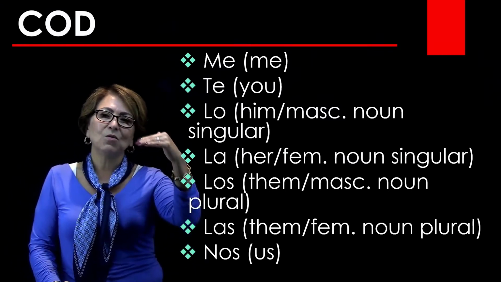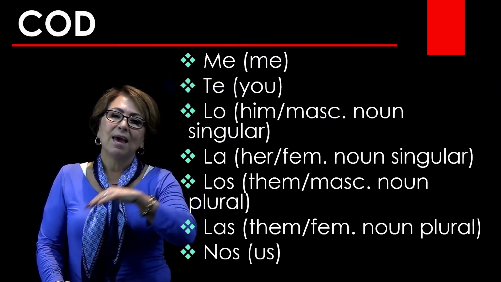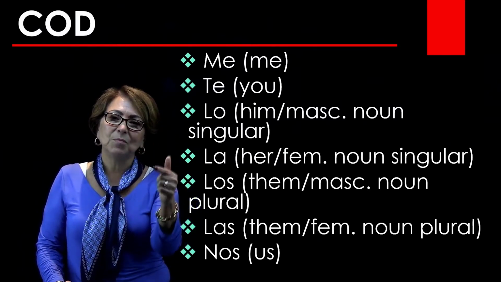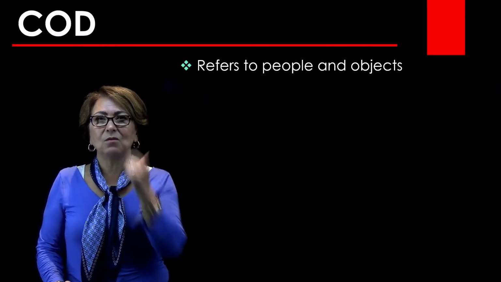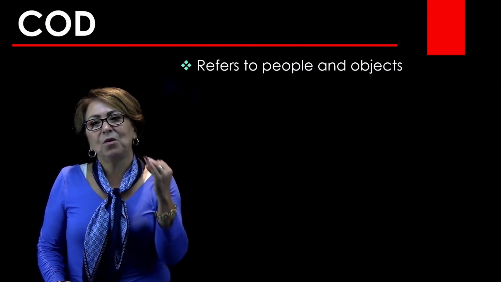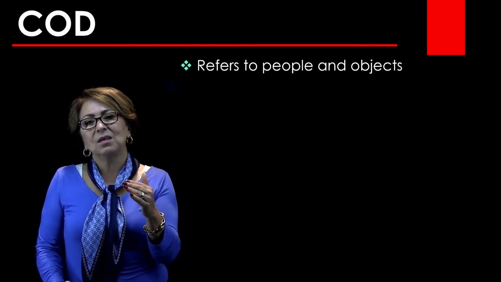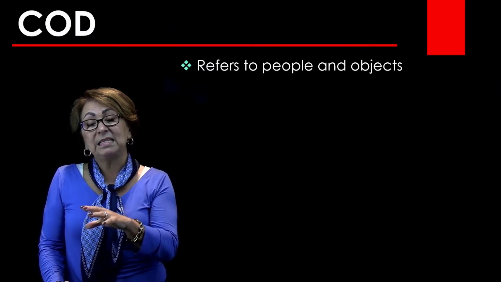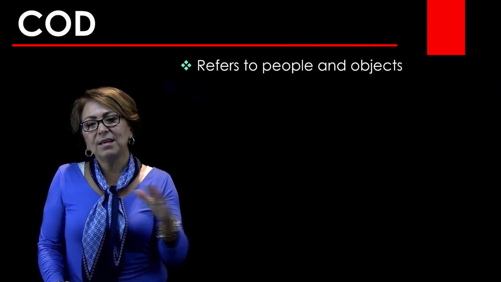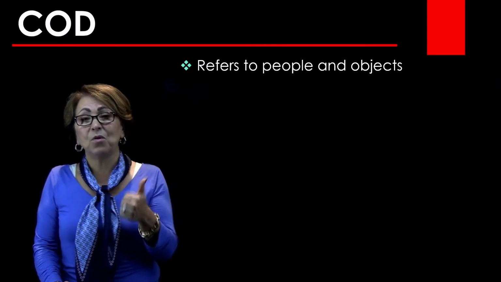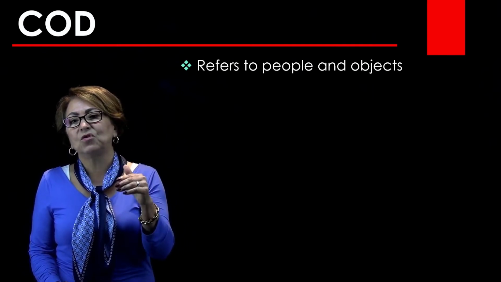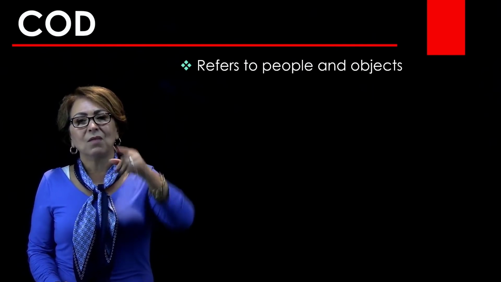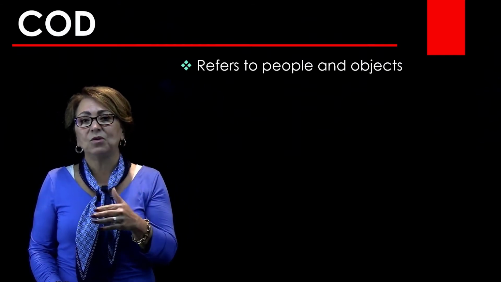As you can see, these are the ones that you use in English, and if we want to use them in Spanish, there they are. We're going to learn a few things about these object pronouns. It refers to people and objects. That's the good thing about this COD. When you have it in a sentence, you can use it for people or for objects. These characteristics make the COD strong because it can refer to both people and objects.